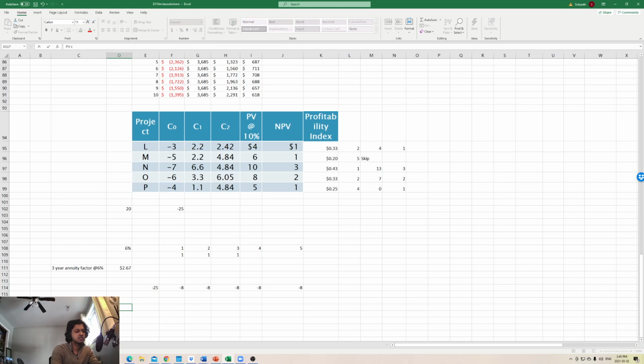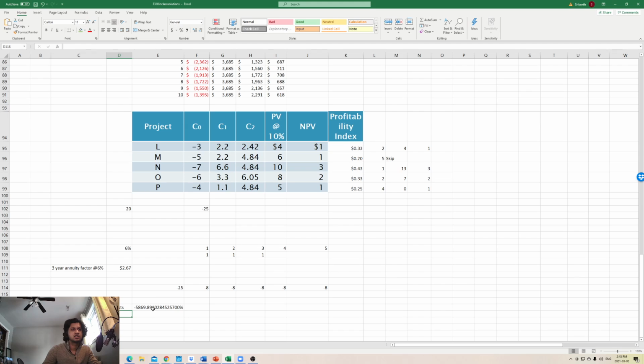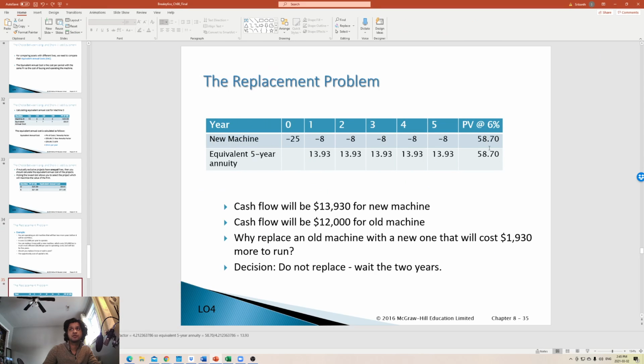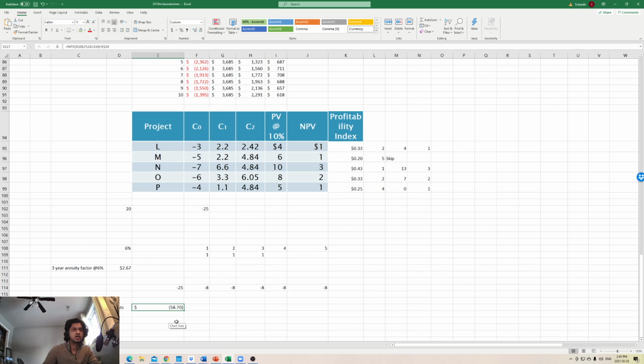So the present value of costs is going to be calculated with the interest rate, or the opportunity cost of capital, also given as 6%. The present value of all these costs, let's just do it in dollars, is 58.70. So 58.70 was our present value of all the costs. And let's do the annuity factor. In this scenario, we have a 5-year time period because the machine lasts for 5 years. So the 5-year annuity factor at 6% is what you need to find out.